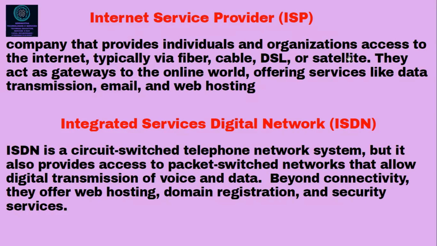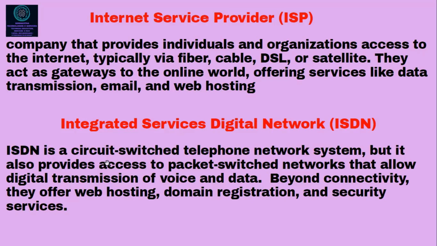All right. So next is Internet Service Provider, ISP, and ISDN. We should know what is ISP and what is ISDN, because this is very important for us. ISP is a company that provides individuals and organizations with internet. Basically, we can say the companies which provide the internet through wire, DSL, satellite or whatever medium. Email and web hosting come under that only.